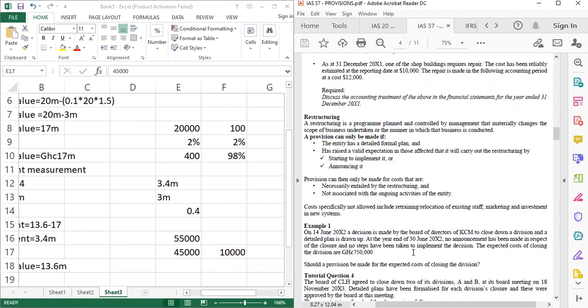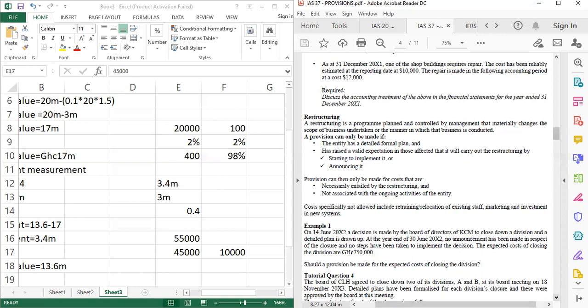But if you haven't announced it and you have not started implementing, it means that the division is still ongoing. People are still operating there. Operations are still going on there. So you can't make provision because the division is still in session. You can only make provision when you have closed down the division and you are carrying out your restructuring plan. Although they have a plan, there's still activity going on at that particular division. So we can't make provision for that.